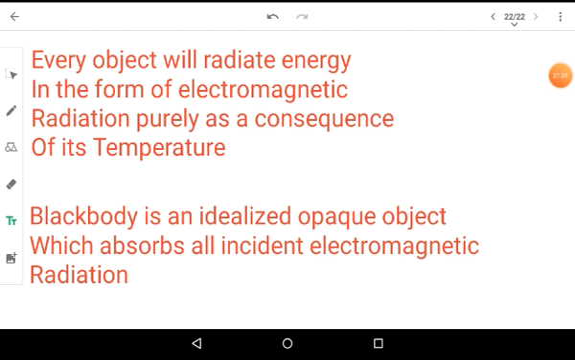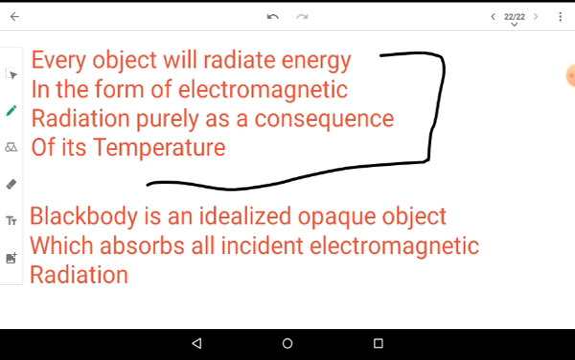So this is what we mean by blackbody radiation. Every object will radiate energy in the form of electromagnetic radiation purely as a consequence of its temperature. This is a law, a theory or statement given by a scientist on the basis of some experiments. And this is a blackbody: what is a blackbody? It is an idealized opaque object which absorbs all incident electromagnetic radiation.